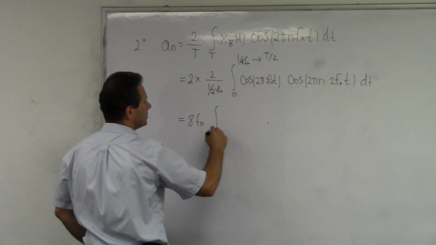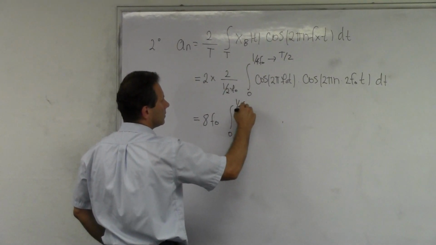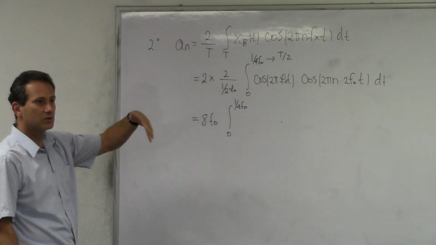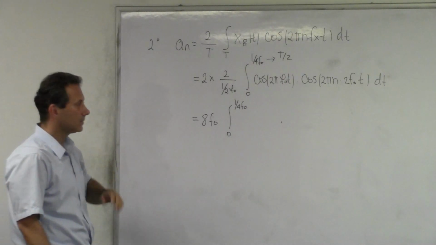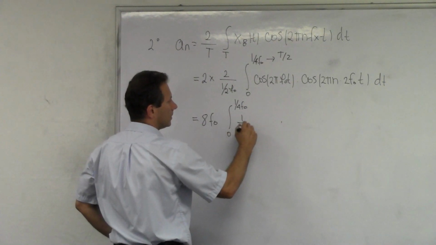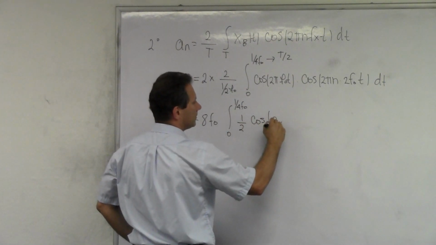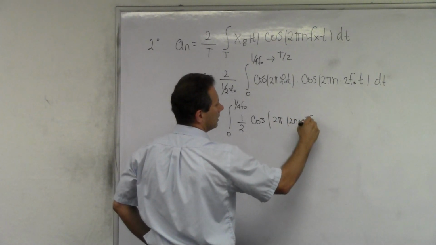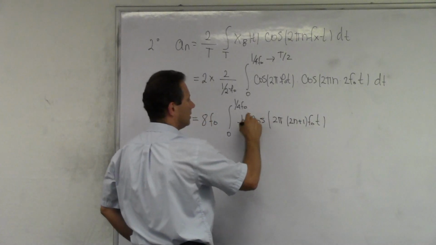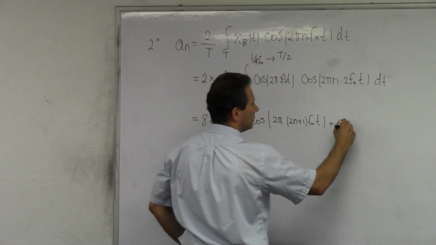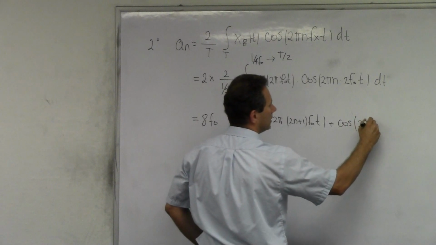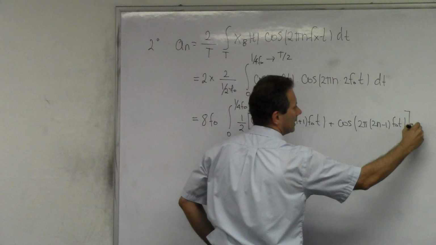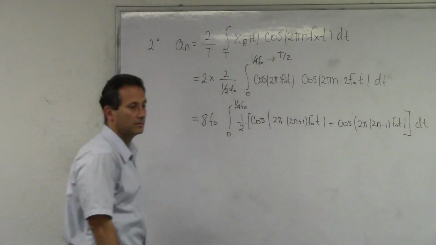And this is an integral from 0 to 1 over 4 f0. Cosine of the product is 1/2 cosine of the sum and cosine of the difference. So this is going to be 1/2 cosine of the sum, which is 2 pi 2n plus 1 f0 t, right? And then plus cosine of the difference, which is 2 pi 2n minus 1 f0 t. And then everything times t. Okay?